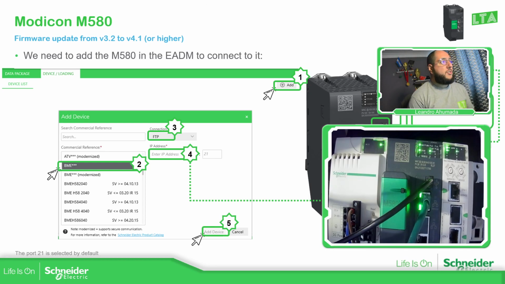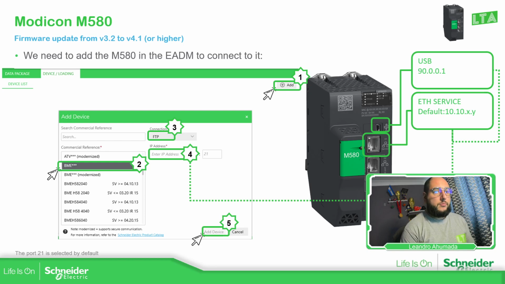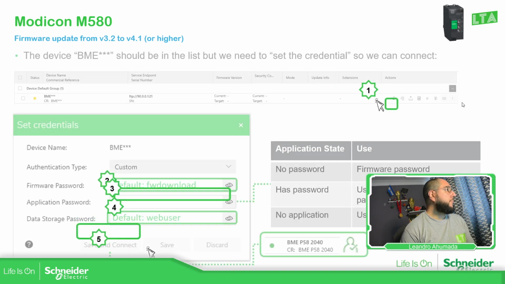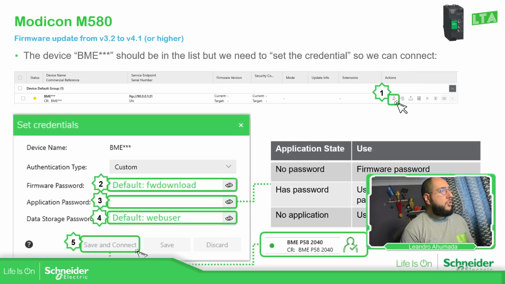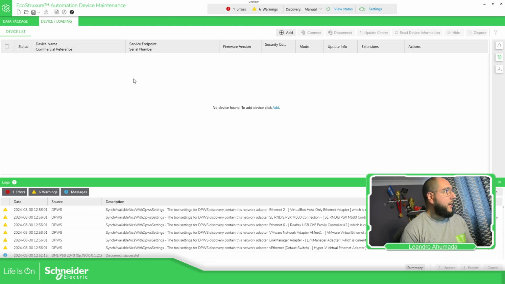The USB is 90.0.0.1, and the Ethernet service is 10.10 and the last 4 digits of the MAC address, or the one that you have already defined in your application. If you have already downloaded an application, then this may be different. Now, let's just go back here and add it.